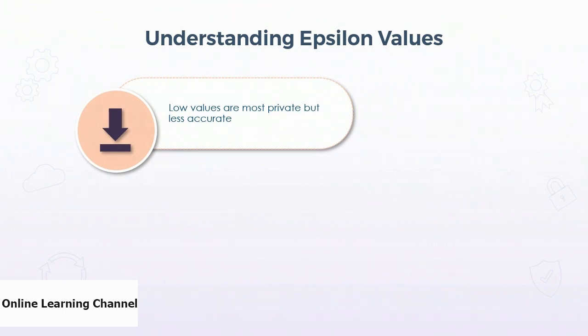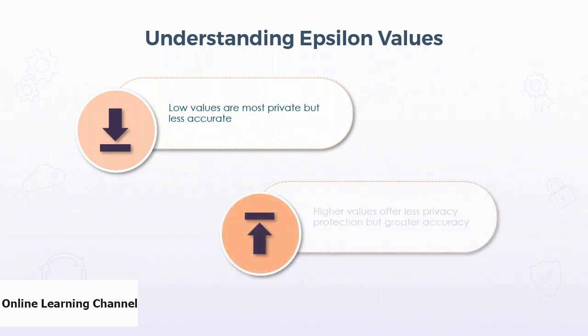It means that more noise will be applied to the dataset, but the more noise you inject into the dataset, the less accurate the overall dataset will be. Which means the opposite is true. The higher your epsilon values, the lower your privacy protections. But it means that your dataset will be much more accurate because it will be much more aligned with the original, unaltered dataset.